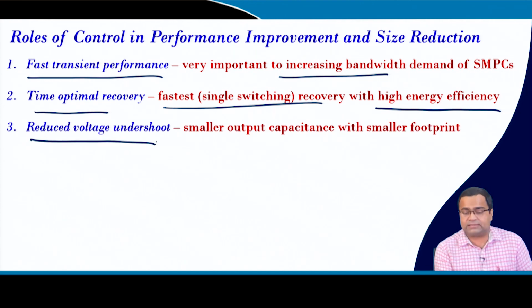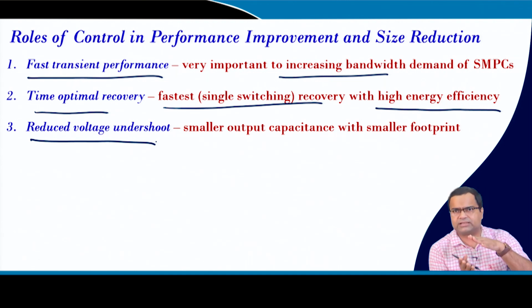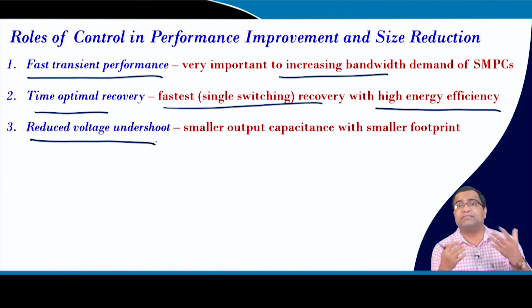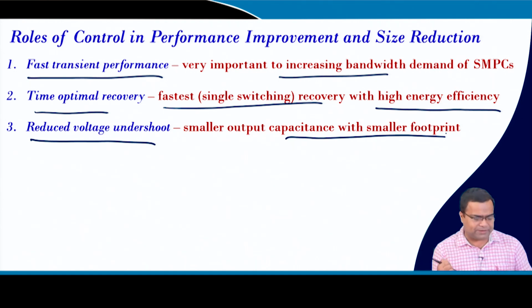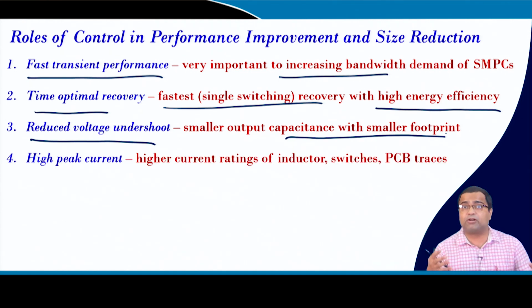Reduced output voltage undershoot offers a benefit: if the output voltage undershoot can be reduced, then you can simply reduce the capacitor, because you have a certain noise margin or a certain deviation limit given. So, if you want to reach up to that level, you can even reduce the output capacitor size. So, it can reduce the footprint, which means it will improve the power density. Then high peak current is one of the problems for such time optimal control.